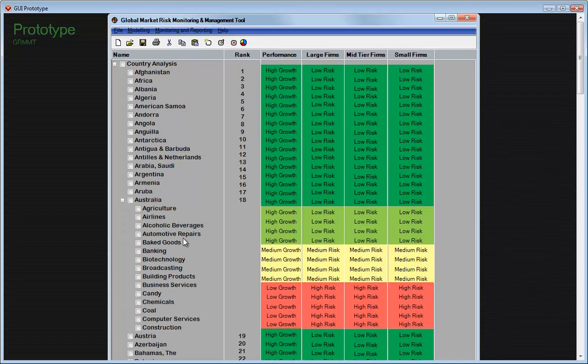If we go into Australia here, we can now see it drops down to the next level, which is the industry level, and you can see also here it's followed our basic doctrine of low, medium and high matrix, and we can then see how each of those industries are performing.